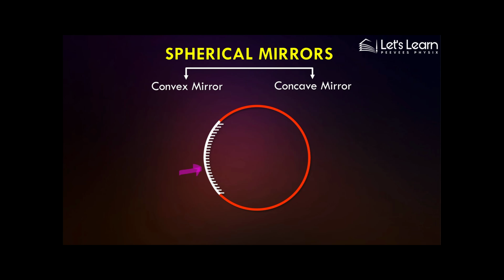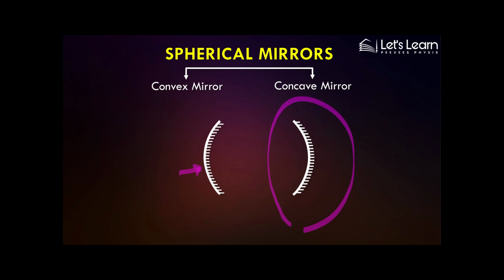And for a concave mirror, do the same thing. Paint opaque material on the outside surface and silver on the inside surface. It forms a curved mirror. So this is a concave mirror, where the reflecting surface is inside and the opaque surface is outside. And for a convex mirror, the reflecting surface is outside and the opaque surface is inside.